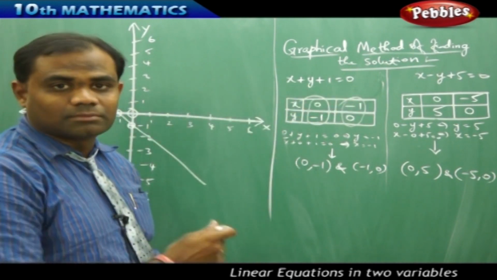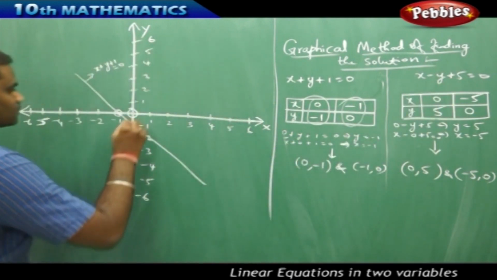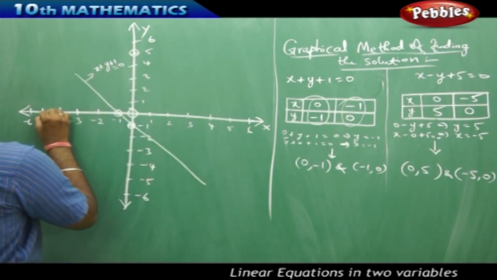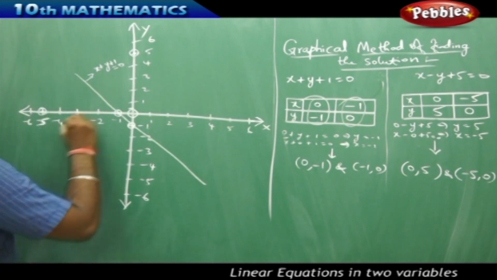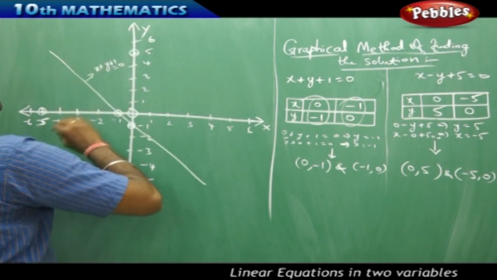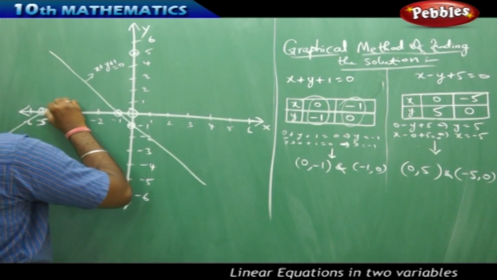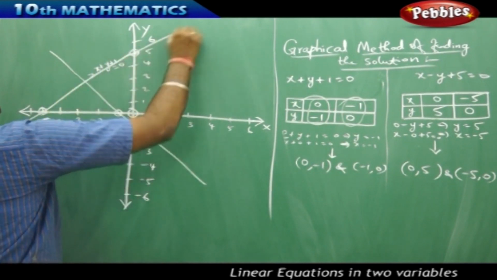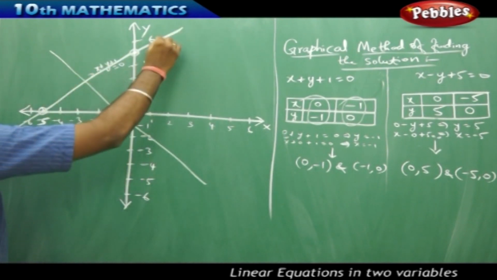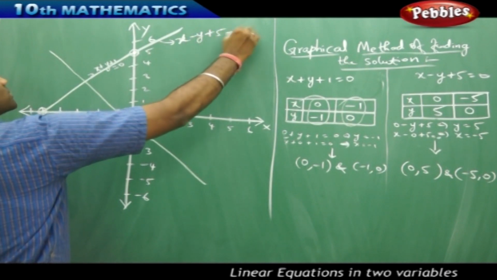Similarly, I draw the straight line using these two points, (0, 5) and (-5, 0). Therefore, I get this line to be x - y + 5 = 0.